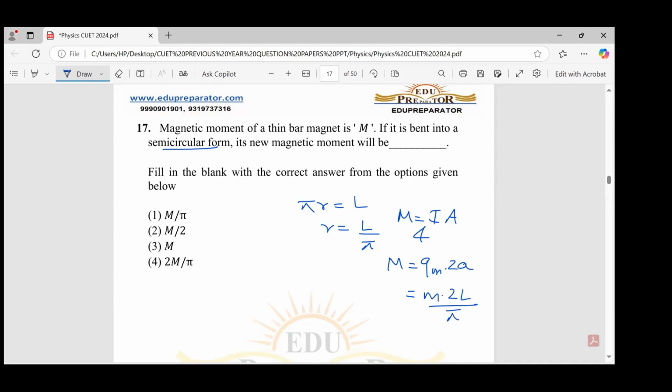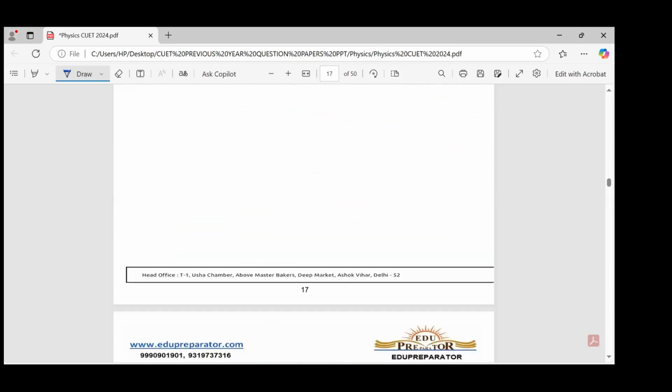So what is the correct answer? The answer is the fourth one, right? So we are having two formulas. One, magnetic moment is current into area, which is not applicable here. And second, magnetic moment is pole strength into distance between the poles.